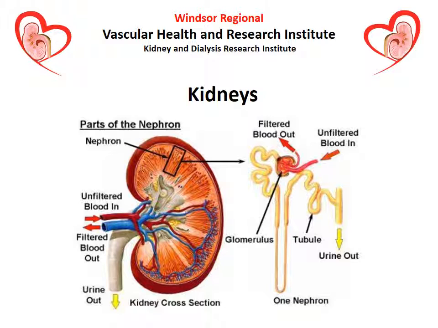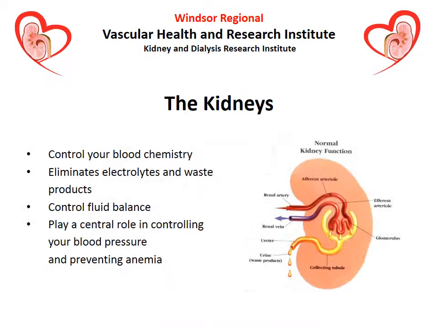Filtered blood leaves the kidney through the renal vein and then travels back to your heart. This is how the kidneys keep your blood clean and control your fluid balance. So to summarize, the kidneys control the chemistry in your blood. They also eliminate electrolytes and waste products that occur through regular metabolism in your body. They are very central in controlling your fluid balance. They also play a very important role in controlling your blood pressure and preventing anemia and ensuring that your bone marrow makes an appropriate amount of blood.